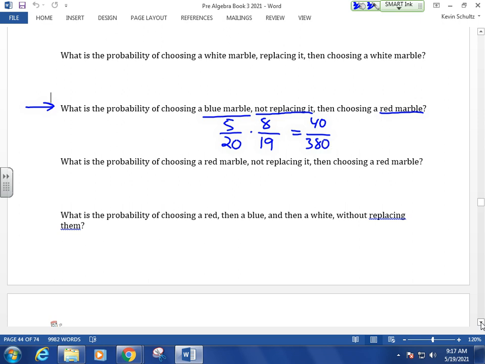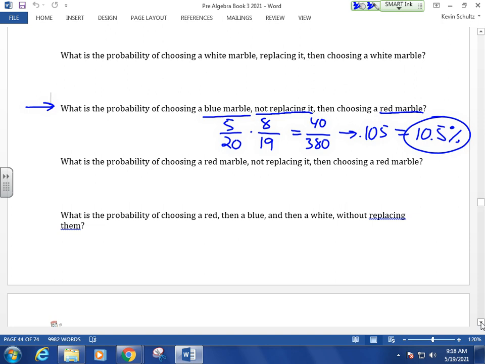Right? So then, when we divide this, 40 divided by 380, it gives us a little bit longer decimal, 0.105, which is equal to 10.5%. So by not putting that marble back, it doesn't change it much, but it does give us a little bit better chance, 0.5% more likely, to pick a blue and a red one if we don't put that first marble back. Okay.